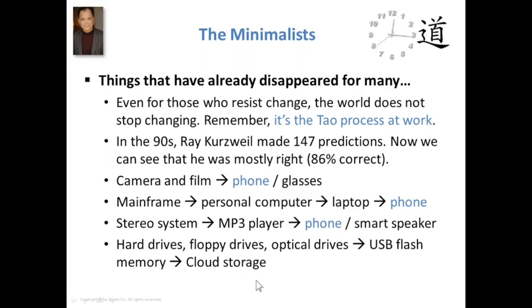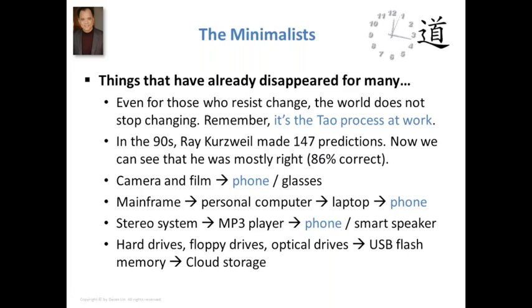So over and over again, we see this Tao process reducing everything to nothing, or what seems like nothing. So think about how the music service, how the data stored in the cloud, that's sort of like the void, the emptiness of the Tao. There's nothing there, but then it's got everything. Nothing and everything.